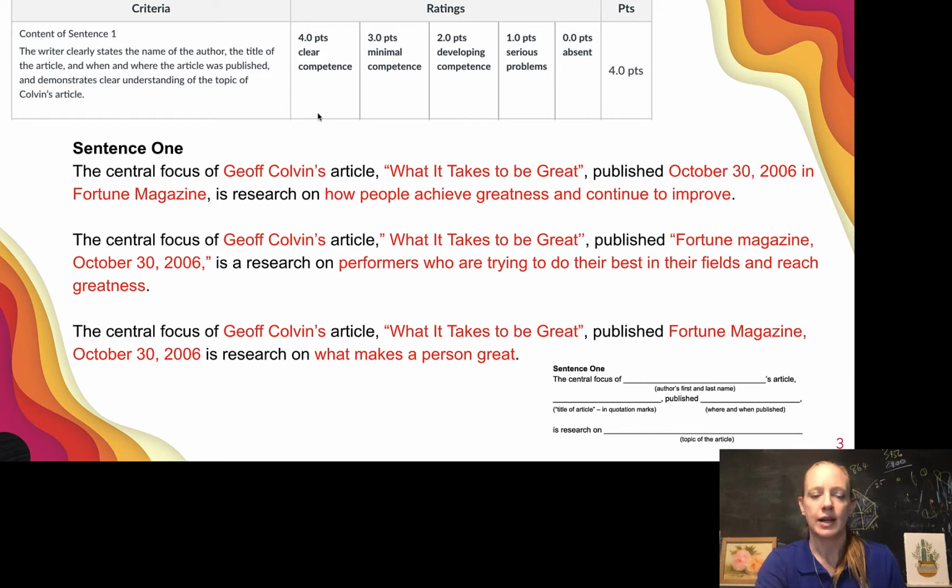Let's take a look at the second one. Now, if you read this whole one, you might notice something. "The central focus of Jeff Colvin's article, What It Takes to Be Great, published Fortune Magazine, October 30th, 2006, is a research on performers who are trying to do their best in their fields and reach greatness." So you might notice that they missed the word "in" before Fortune Magazine, and they put "a research" instead of just "is research on." Those 2 things are not that big a deal.